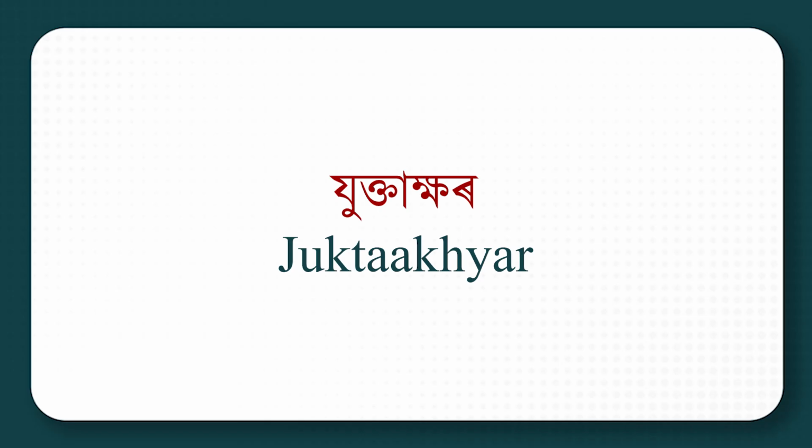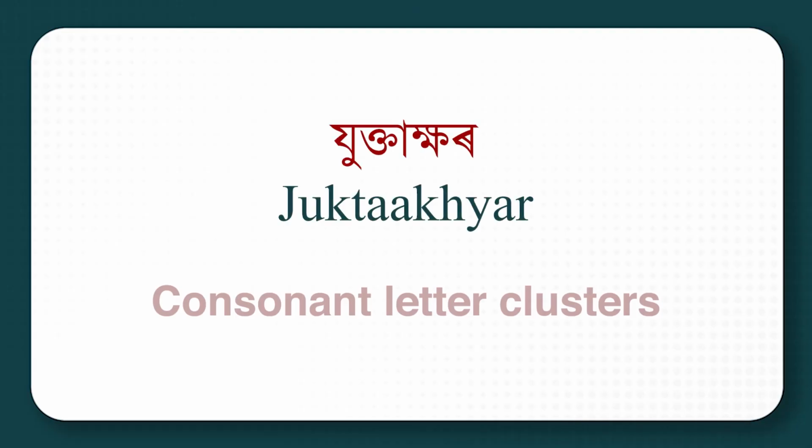In Assamese, like in many other Indian scripts derived from Brahmi, we can combine two or more consonant letters together to form new compound characters. These are called Juktaikar in Assamese. In this class, we will explore one of the most important aspects of the Assamese script called Juktaikar, that means consonant letter clusters.